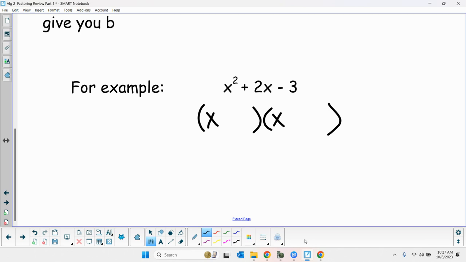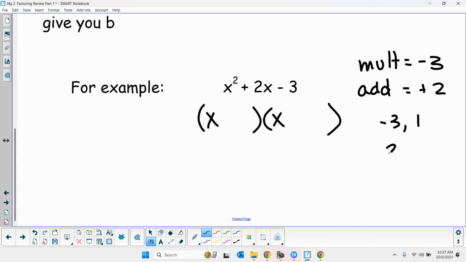Now, I'm looking for factors of c, -3. What multiplies to equal -3 but adds to equal +2? Well, there's only two factors of -3: -3 times 1 or 3 times -1, right? Which one of those two add up to +2? The bottom one, right? So over here, I'm going to put a +3 and a -1. I just factored that.